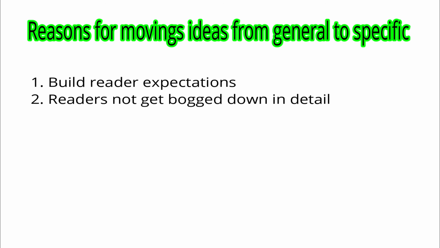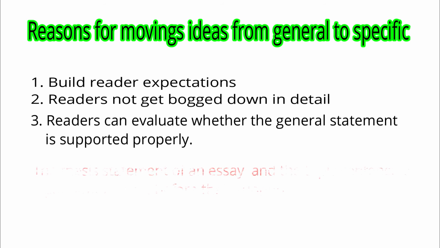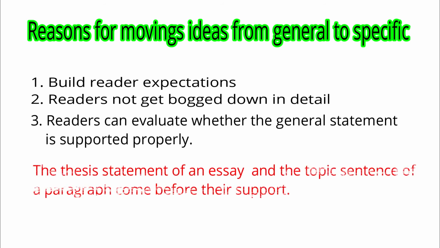The general to specific order is used in academic writing mainly to help build reader expectations. When details are presented first without any general point, readers will be wondering what is the point of all the minutiae. By moving from general to specific, readers will not be caught off guard by upcoming details and will be in a position to evaluate the general statement. This is why in academic writing the most important ideas are placed earlier on. In other words, the thesis statement of an essay and the topic sentence of a paragraph come before their support.